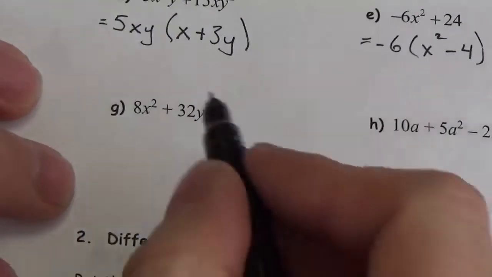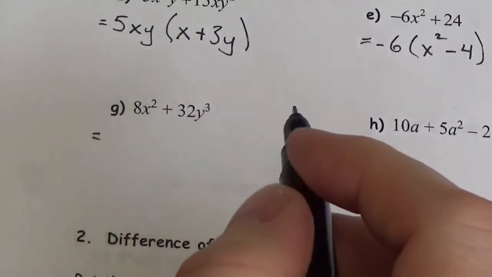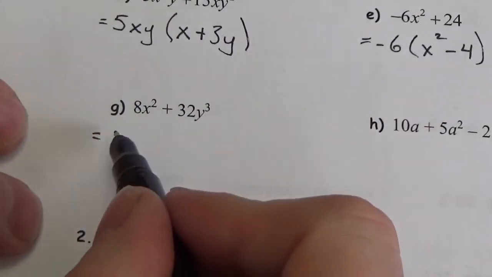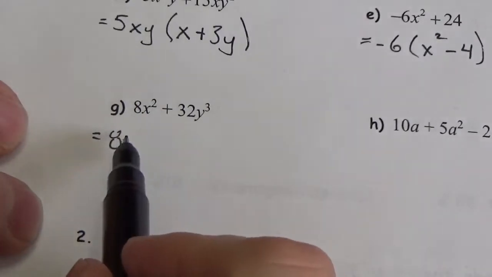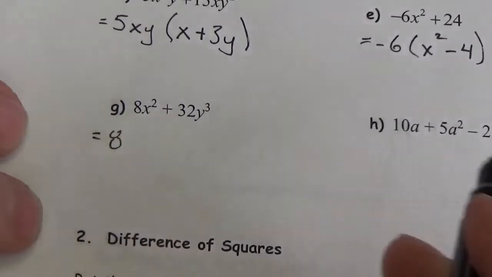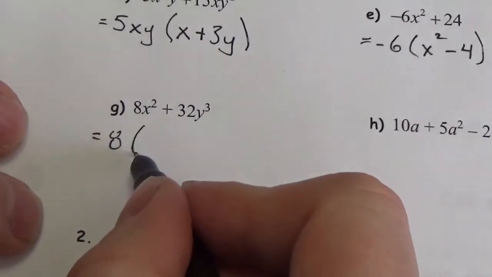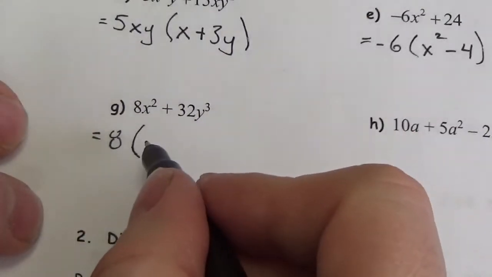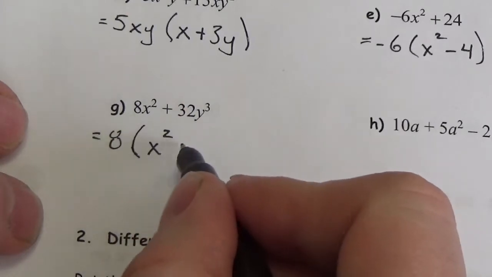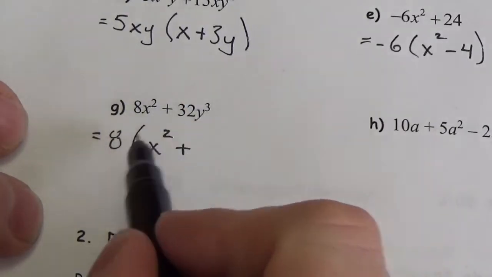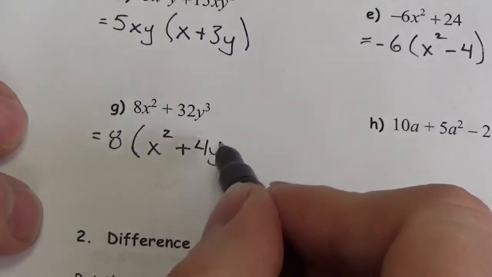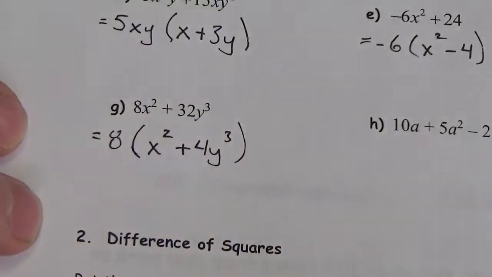8x squared plus 32y cubed. I look at the coefficients and I recognize that there's a common factor of 8 there. But when I look at the variables, I'm not seeing that. So that's it. That's as far as I can go here. So 8x squared divided by 8 is just going to be x squared. 32y cubed divided by 8 will simply be 4y cubed. That's as good as that's going to get.